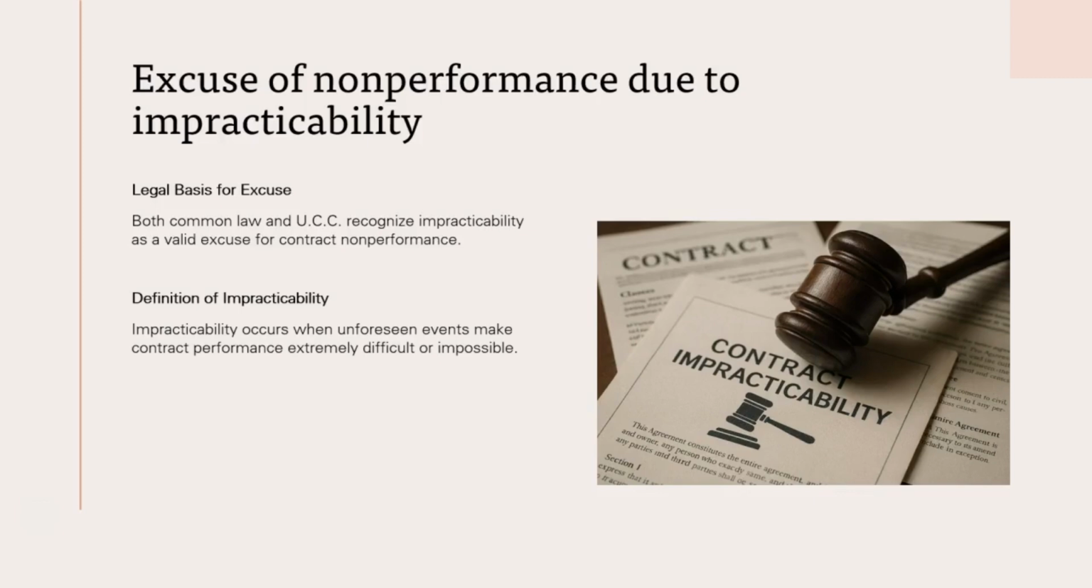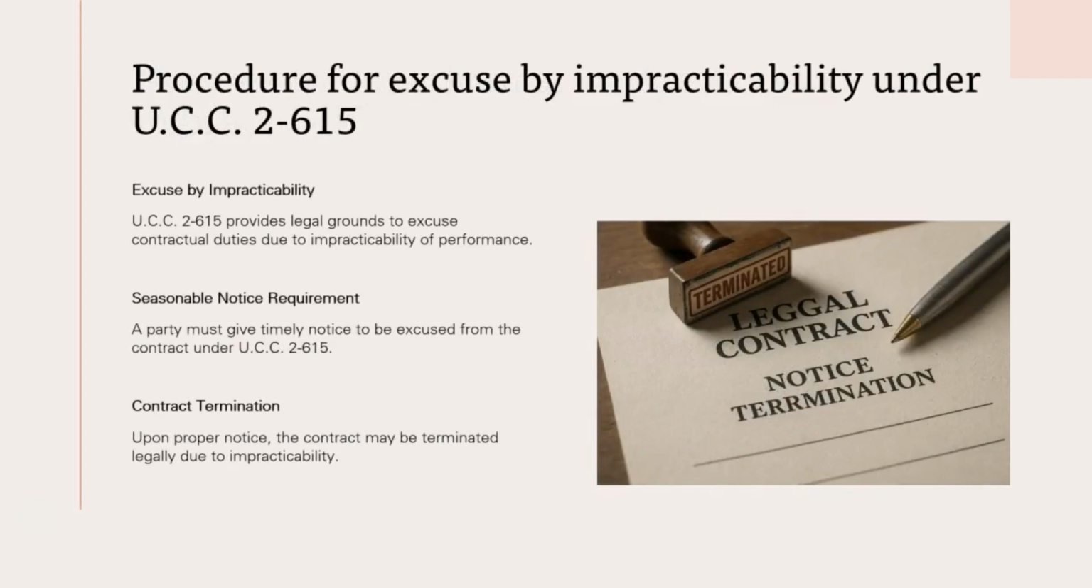So if you give notice that it's become impracticable, it's possible to terminate the contract. And we did see this a lot with COVID and different things where it just became impracticable to virtually impossible to perform as agreed under contracts. The procedure for this is under UCC 2-615, and that's where you'll find the legal grounds listed. A seasonable notice requirement: a party must give timely notice to be excused from the contract under this provision of impracticability, and upon proper notice, the contract may be terminated legally due to impracticability.